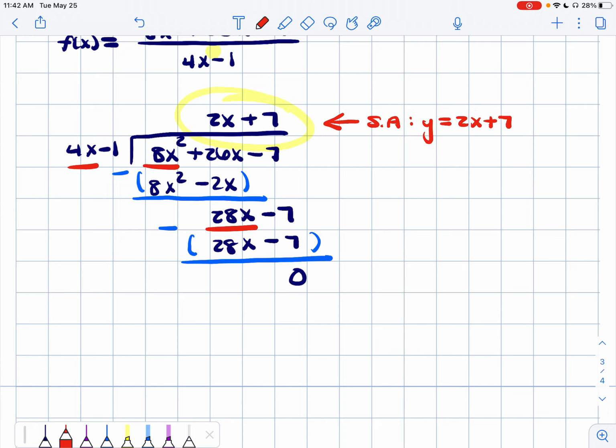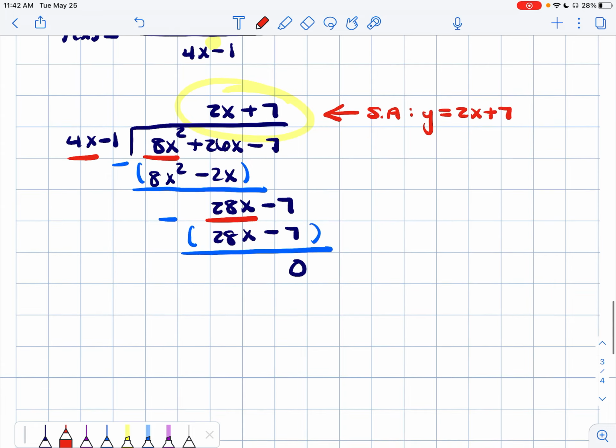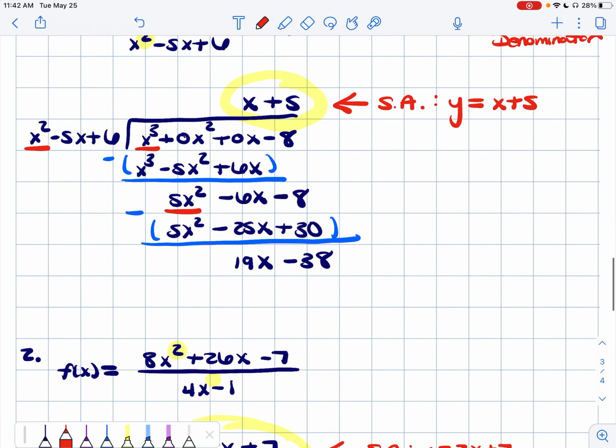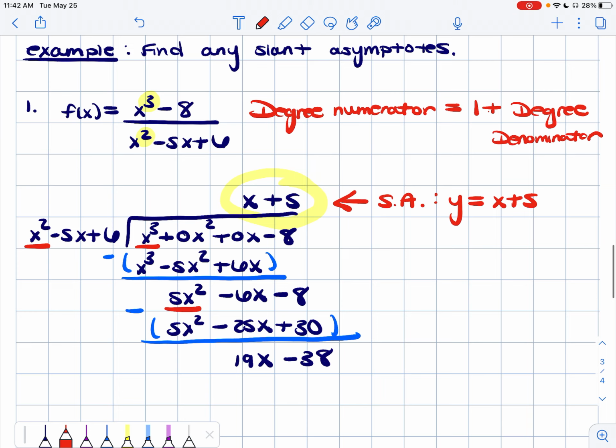Okay. All right, guys. So that is it for slant asymptotes. So basically, if you have a rational function where the degree of the numerator is exactly 1 higher than the degree of the denominator, go through your steps for polynomial division, and your quotient is your slant asymptote. Okay. If the degrees work out in any other way, so if the degree on top were smaller than the denominator, if the degree on top were equal to the denominator, or if the degree on top were more than 1 bigger than the denominator, then there is no slant asymptote.